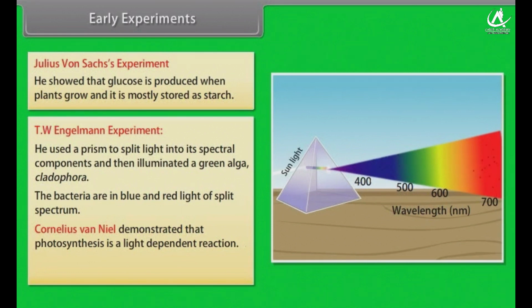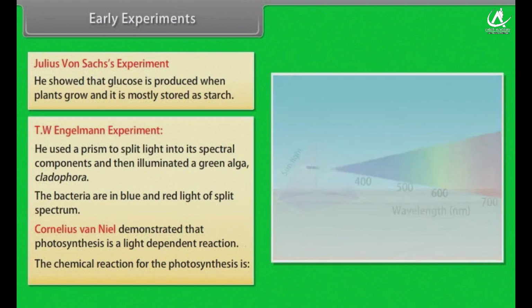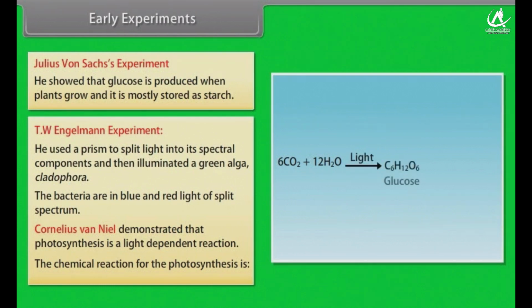The chemical reaction for photosynthesis is 6CO2 with 12 H2O in presence of light gives C6H12O6, which is glucose, with 6 H2O, which is water, and with 6O2, which is oxygen.